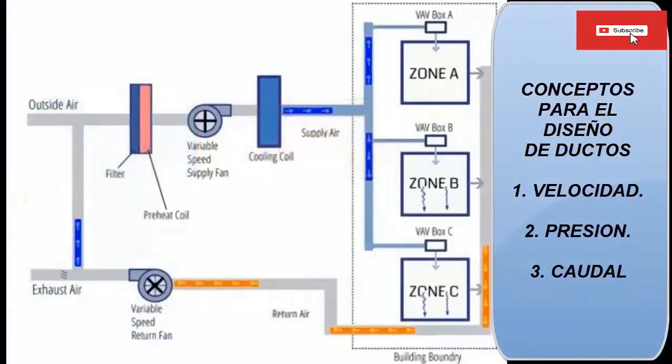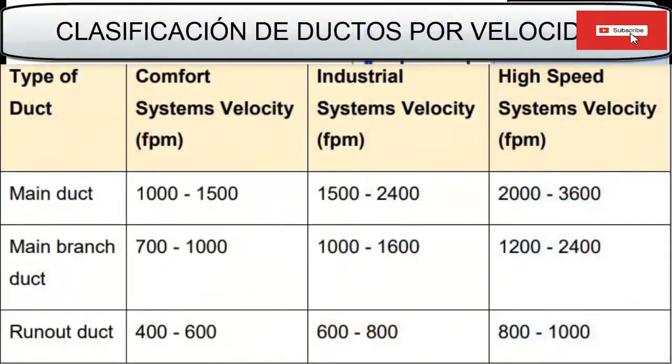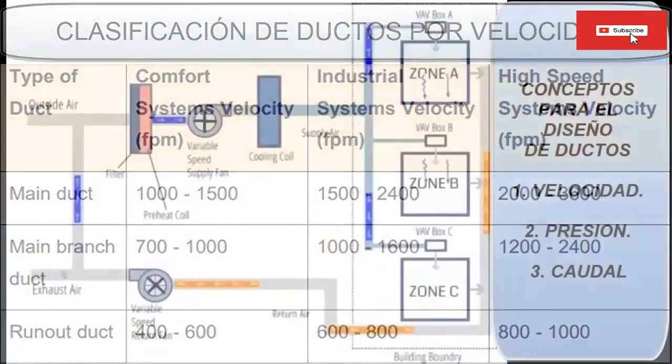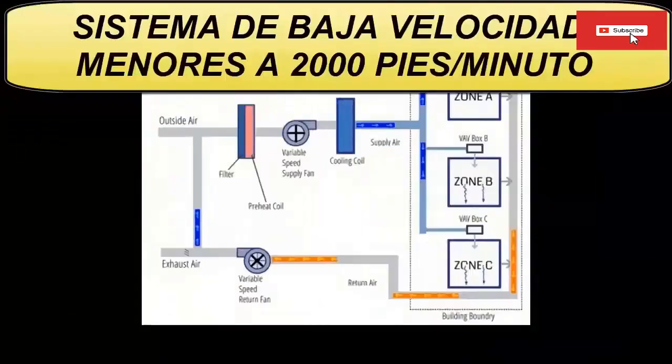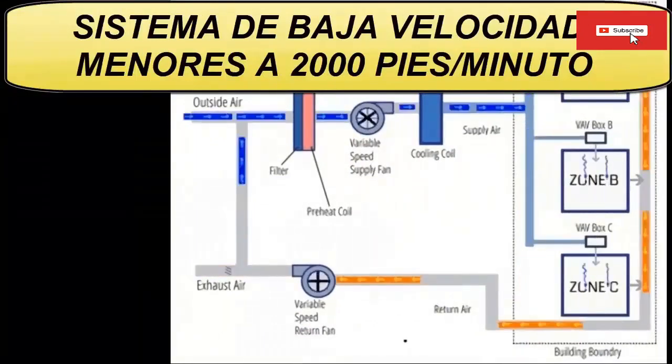Now we are going to classify the air conditioning ducts by their speed. To do this, we will take into account three basic categories. Low-velocity ducted air conditioning systems. These systems are characterized by larger duct cross-sectional areas, resulting in air velocities of up to 2,000 feet per minute.